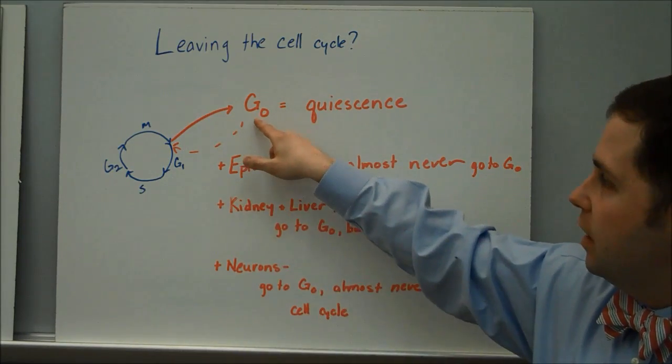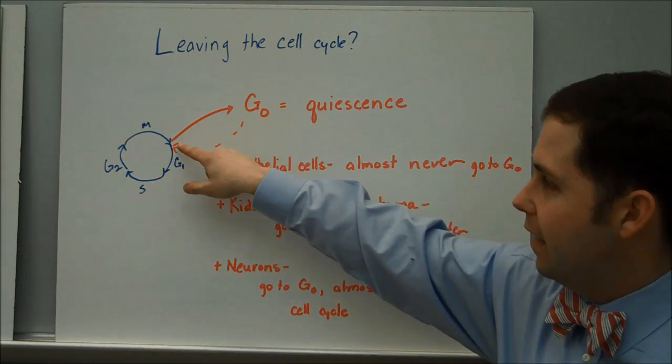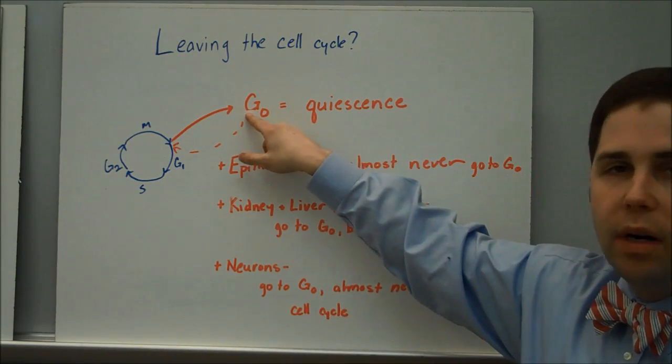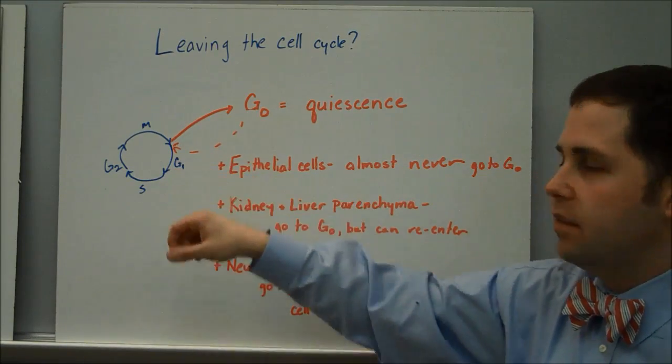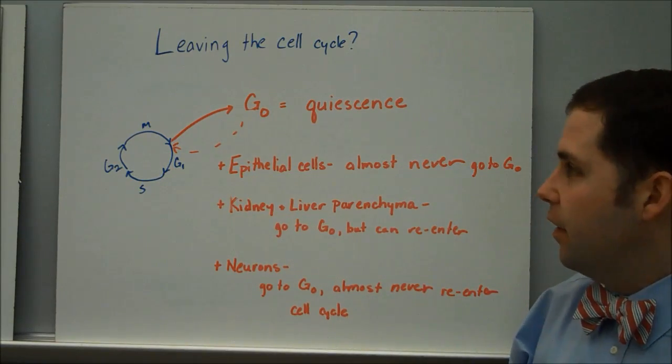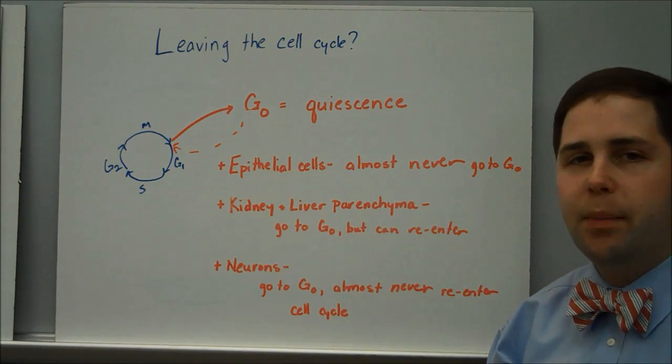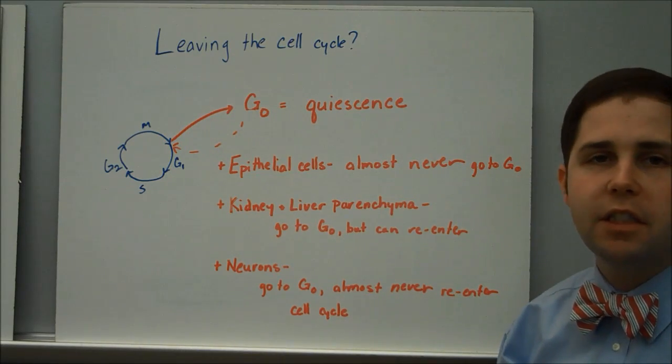Okay, so G0 is an option for these cells. They can leave the cell cycle and then go to G0. Sometimes cells that are in G0 can then return to the cell cycle and grow again. Now there's different types of cells in your body. Each type of cell has a different preference for G0 or not.